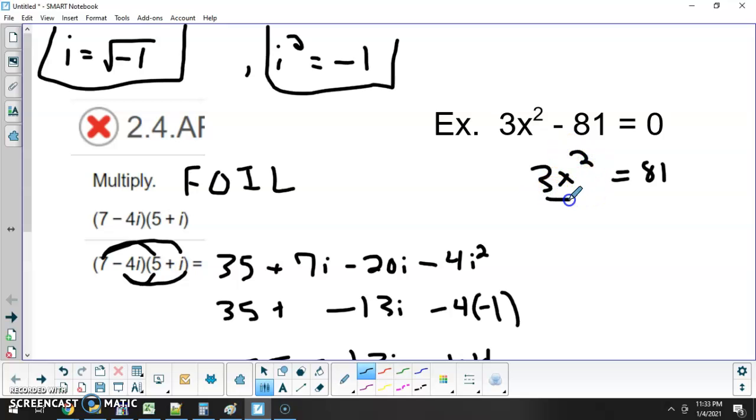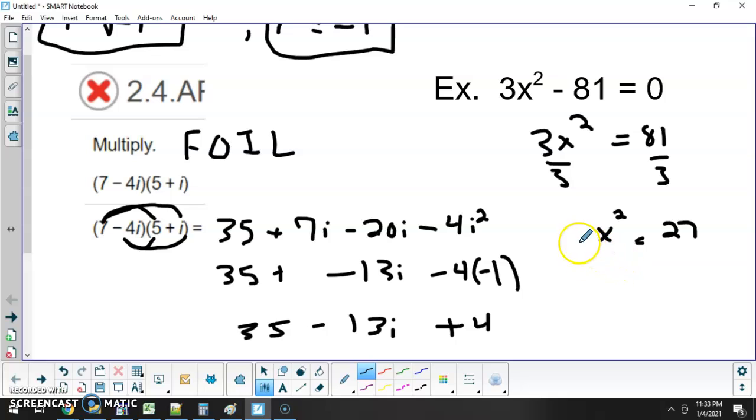Next, you want to get rid of the 3, so you're going to divide both sides by 3. So we will have x squared equals 81 divided by 3, which is 27. Now if this was -27, you'd pull out an i. I forgot to make this one negative, so my bad on that. But now remember, with this method, you take the square roots of both sides, and when you do that, you get a positive and negative answer. You need to simplify the square root of 27.